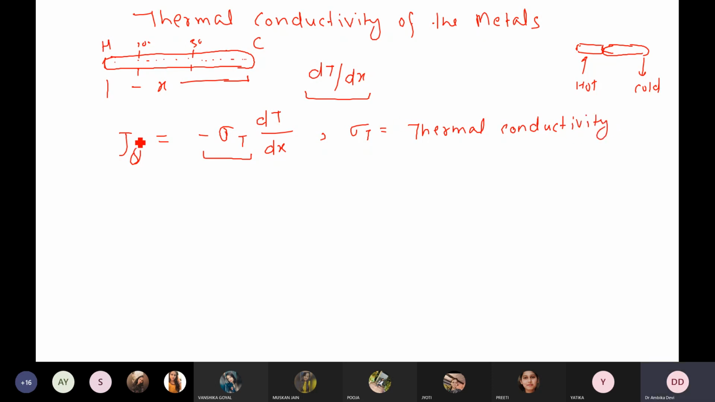Okay, here what is the significance of the negative sign? The negative sign indicates that the heat flows from the hot end to the cold end, right? Which means that the heat flow is opposite to the gradient. This is opposite to the gradient dT by dx, right?